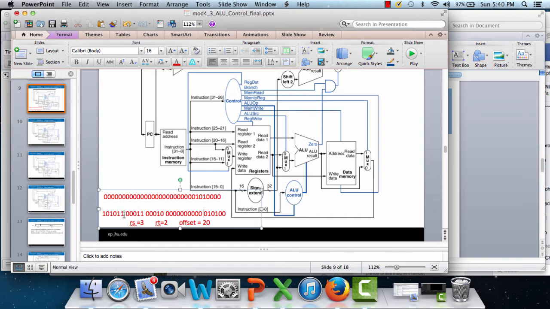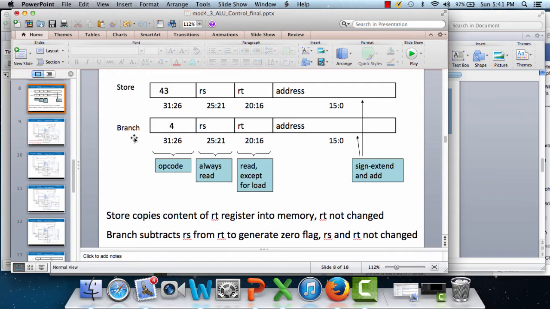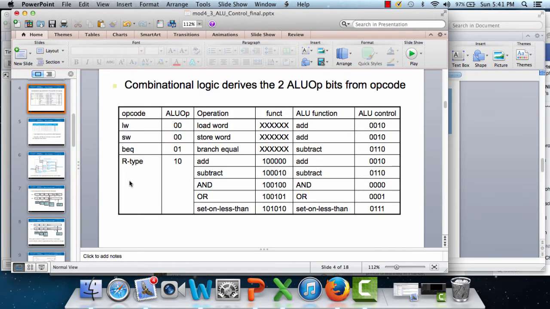The opcode are these bits, the most significant 6 bits. This value is 1 plus 2 is 3, plus 8 is 11, plus 32 is 43. So our opcode is 43. What kind of instruction does that make it? It makes it a store word with our opcode of 43. And a store word has ALU op values of 0, 0.